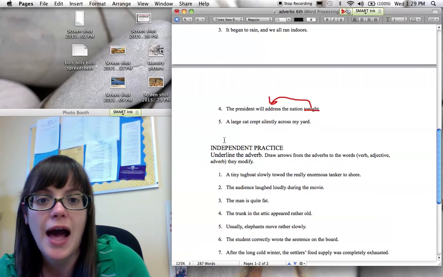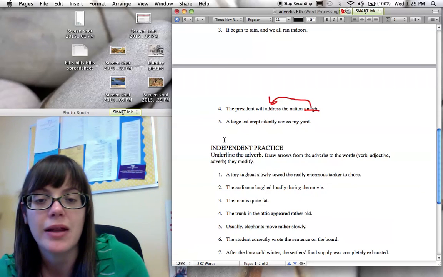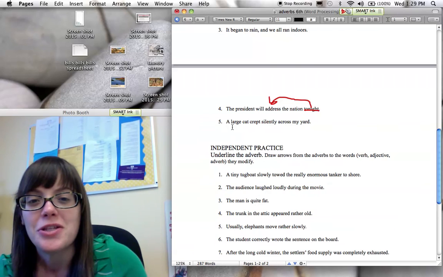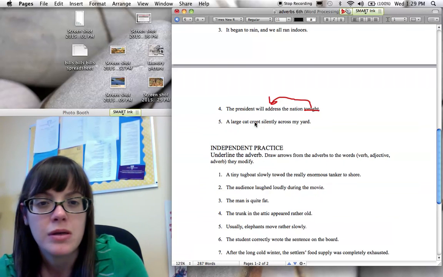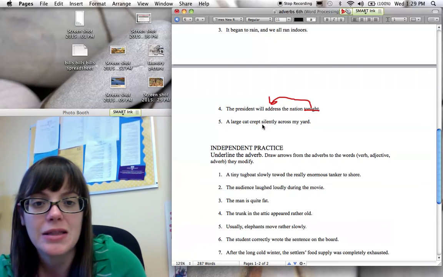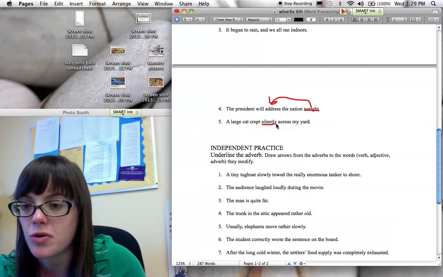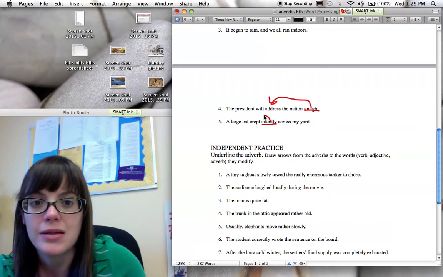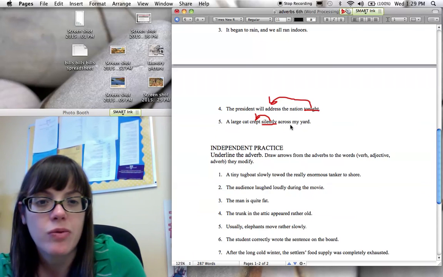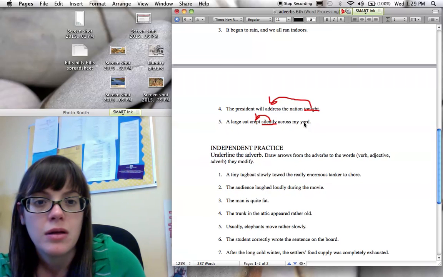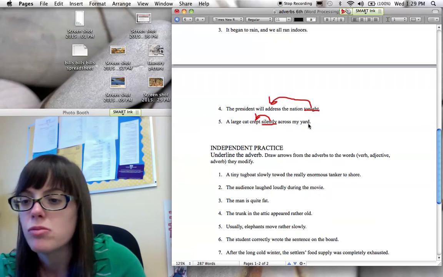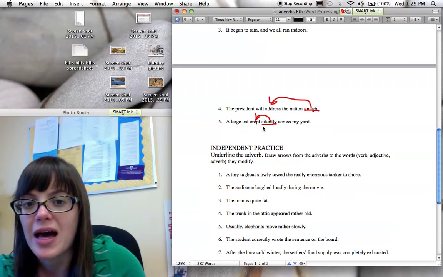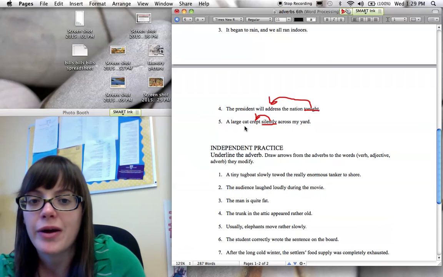All right, now let's look at number 5. A large cat crept silently across my yard. So I've got my subject, a large cat, got what it's doing, crept. Now I see this word silently. That looks like it's telling me how it's creeping. So I'm going to underline silently, draw an arrow to crept. Now, across my yard, that's a preposition which we haven't learned about yet, and then a noun. So not anything else in there. So we just had silently modifying crept.